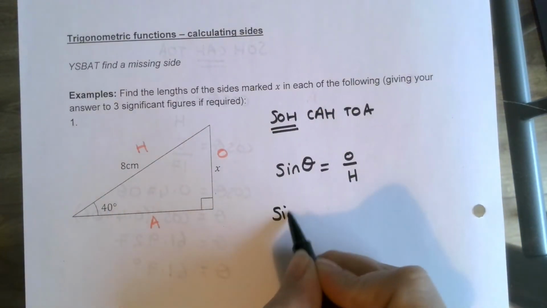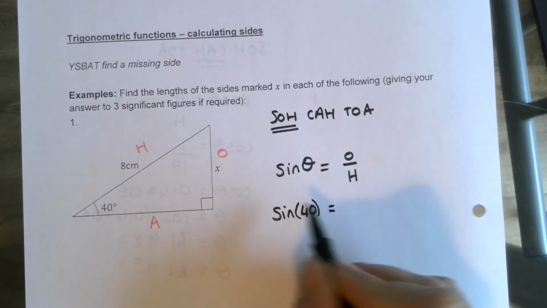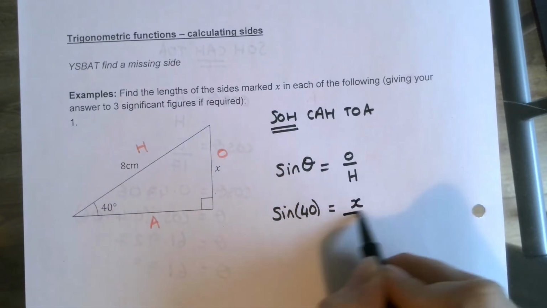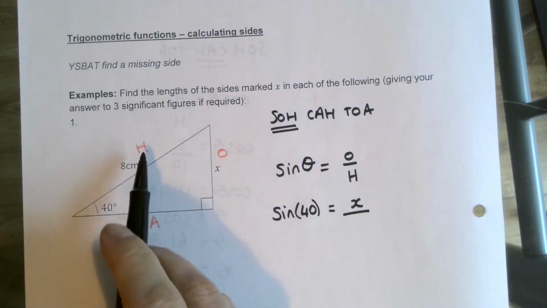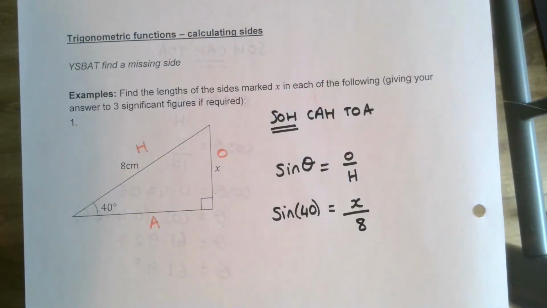So sine of 40 equals, the opposite is what we're being asked to figure out. It's x over the hypotenuse, which we know is 8. Now sine 40 is just a number, but I'm just going to leave it as sine 40. You could hit sine 40 equals into your calculator and that'll give you the answer, but we're going to do all that at the end.